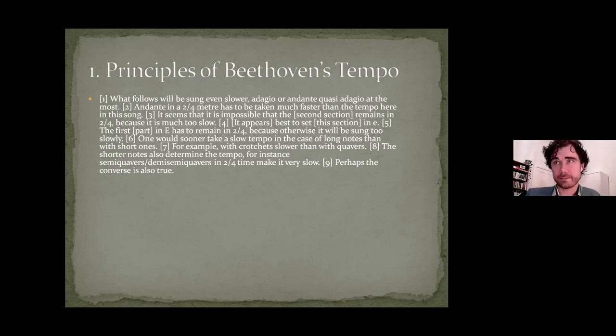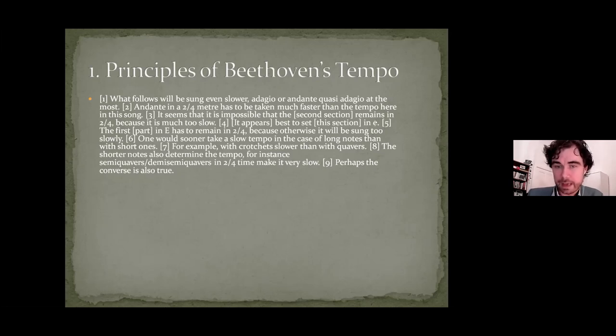Now, let's go through this line by line, because there's a lot there. The first and second sentences indicate that Beethoven intended the minor section to be slower than the tempo at the beginning of the song, and much slower than andante in 2/4 would normally be. Andante was evidently the tempo indication that he had in mind. Now, as the third, fourth, and fifth sentences indicate, his solution to this problem was to write both sections in different meters, which resulted in the major section at the start remaining in 2/4 and the following minor section being changed into alla breve.